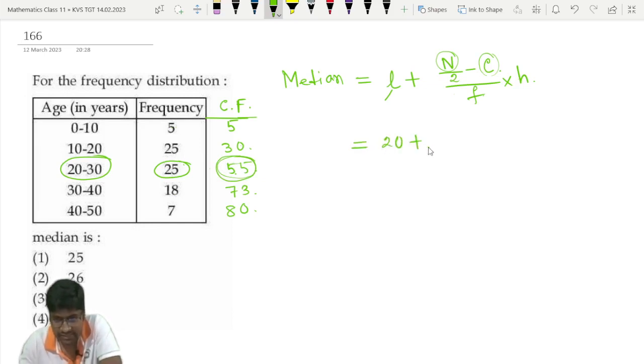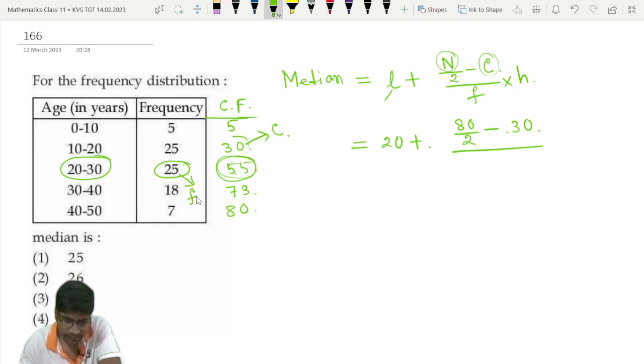So you can see plus N by 2 means 80 by 2 minus the cumulative frequency of the preceding class, that is equal to 30. This is our C. So 30 divided by F. F is the frequency of the median class, that is equal to 25, into H. H means the width of the median class, that means 30 minus 20 is equal to 10.